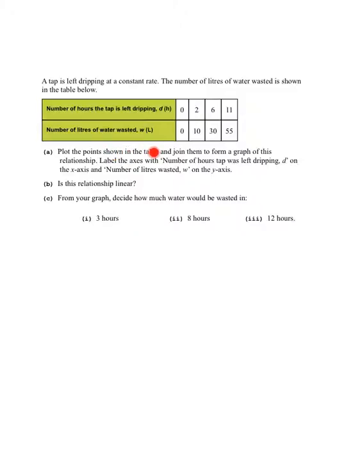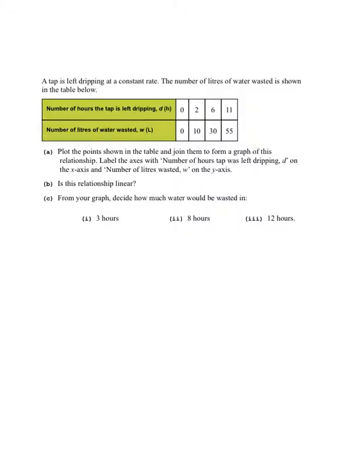Then it says A: plot the points shown in the table and join them to form a graph of this relationship. Label tells you what to label the axes with. Number of hours the tap is left dripping on the x-axis, and number of liters wasted, W, on the y-axis. The x-axis goes across, so you're going to do your number of hours. Your hours go 0, 2, 6, 11. I would maybe make them go to 15, going 1 at a time: 0, 1, 2, 3, 4, 5, 6, 7, 8, 9, 10, 11, 12, 13, 14, 15.